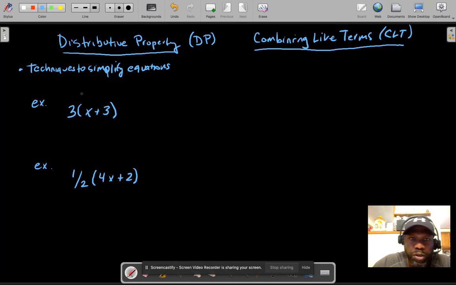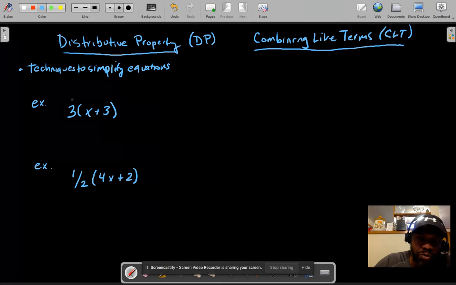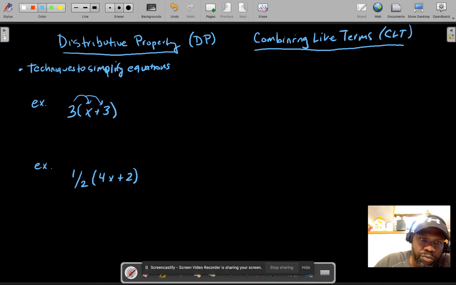Okay, so what is distributed property? Basically what you're doing, similar to the power rule, is you're taking this 3 and you're distributing it to everything in the parentheses with the multiplication. So 3 times x, which is 3x, okay? And then we say 3 times 3, which is 9, okay? And that's it. That's all we have to do, okay? Let me give you the next one.